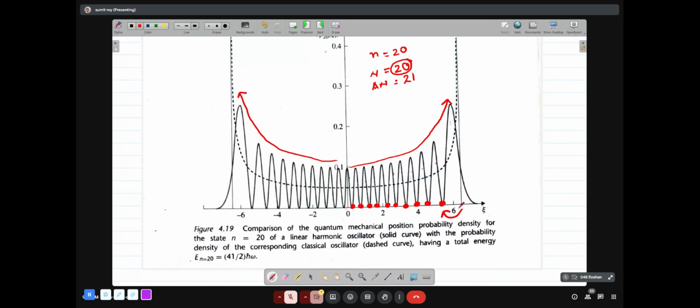So with the probability density corresponding to the classical oscillator, this dashed line, dotted line, as was mentioned in the last class also, it represents the classical probability. The quantum probability is not uniform. The quantum probability is like this, maxima, minima, somewhere increasing, somewhere decreasing. But the dotted curve represents the classical probability. The probability of finding the particle is maximum near the extremes and it is minimum near the mean position.